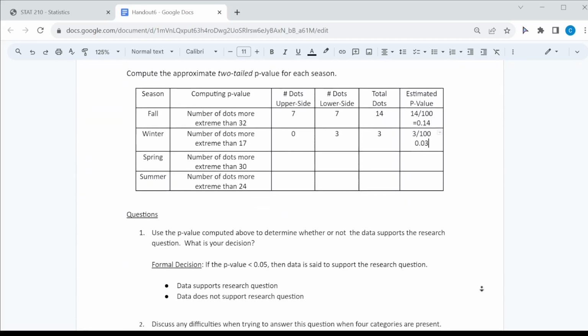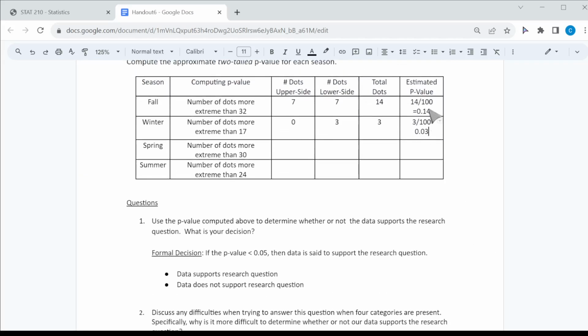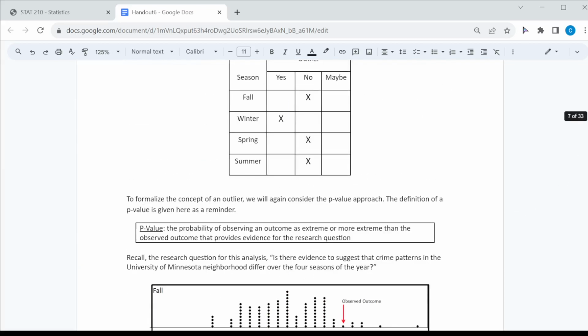So what we're going to end up with is, again, a situation where one of the groups, if we do it with a more formal approach, the fall is not going to be an outlier, the winter is going to be an outlier, and then the spring and the summer are not. So we're still going to fall into this situation where 3 of them are suggesting that it's not an outlier, but one of the categories is suggesting that it is.